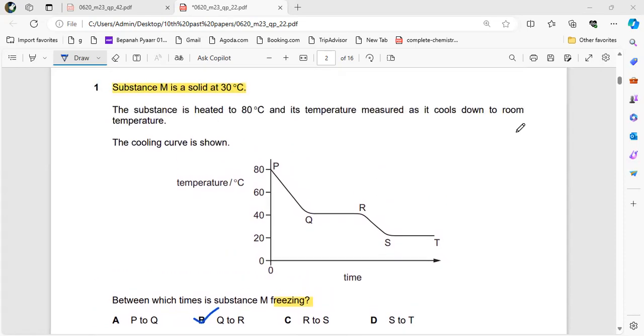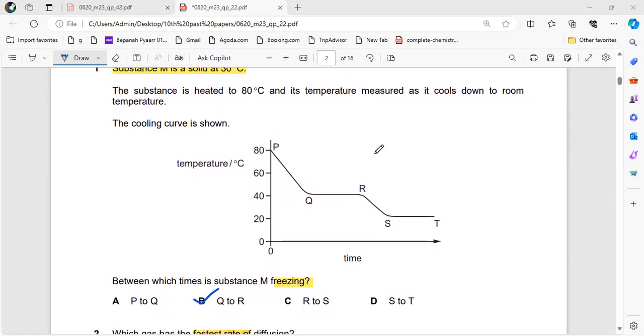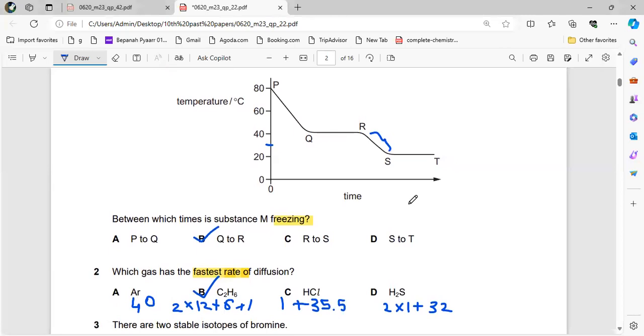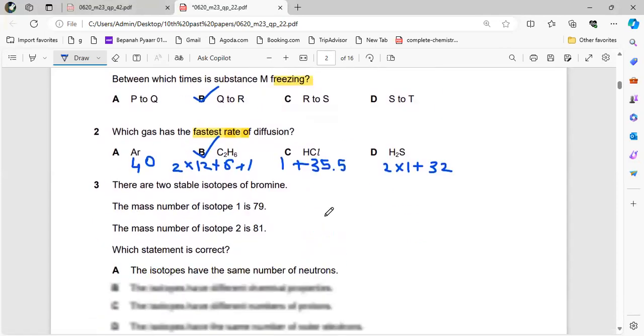As it is mentioned in the question that M is a solid at 30 degrees Celsius, which comes somewhere between 20 and 40. So here we can see this area where it is already converted into solid. So it is frozen there. Now they are asking where it will be freezing. So the process of freezing will occur between Q and R. So B is the correct answer.